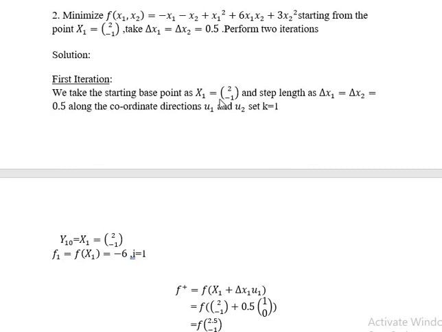First iteration: take the starting base point as x1 = (2, -1). The step length given in the problem is delta x1 = delta x2 = 0.5 along the coordinate directions u1 and u2. Set k equal to 1. So the starting point x1, let us denote by y10, equal to (2, -1). Then we can calculate f of x1, and after calculation the value is minus 6. Then we will calculate f plus and f minus.